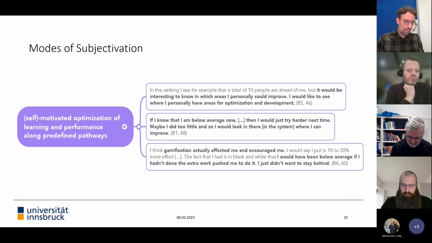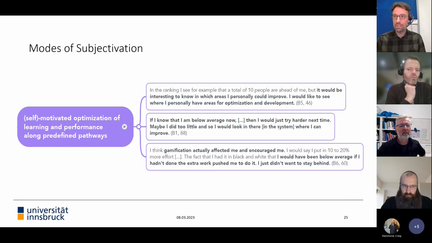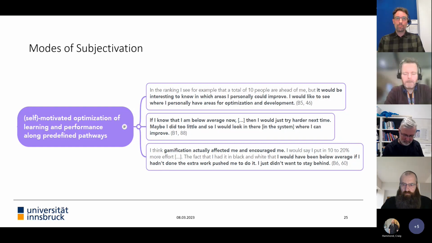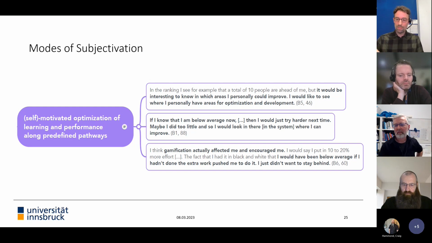The second theme shows that the use of learning analytics motivates students to optimize their learning and even their performance along predefined pathways. For example, one student says, it's interesting what this dashboard tells us, but it would be more interesting if the system showed us where we can personally improve and develop ourselves. The second student says, if I know that I'm below average, then I would just try harder next time. Maybe I did too little, and so I would look in the system where I can improve. So there is again this feeling of responsibility, and the system shows the students where they should direct their learning.